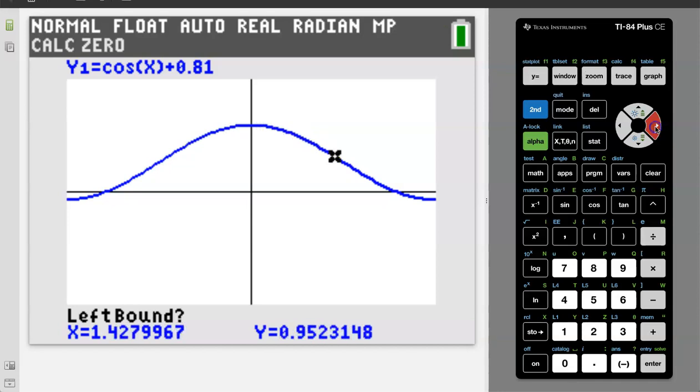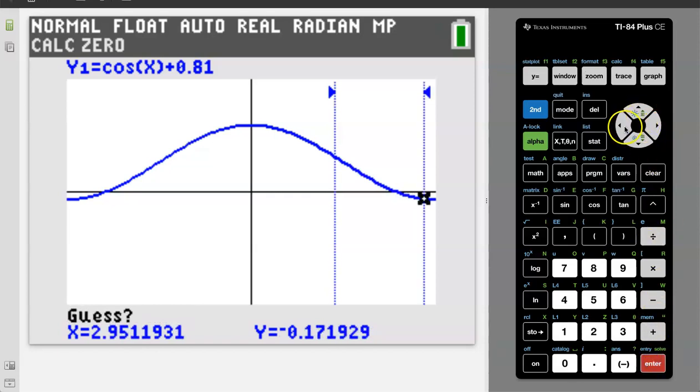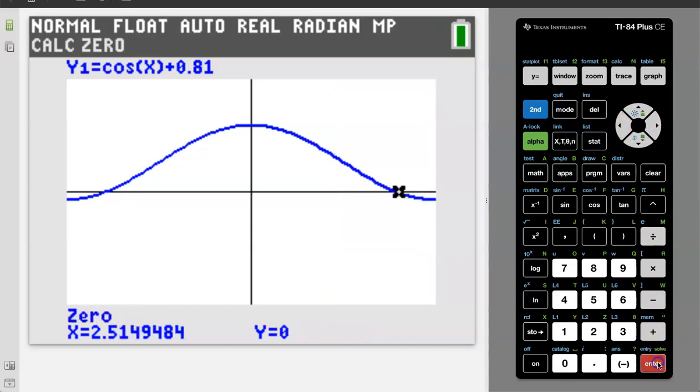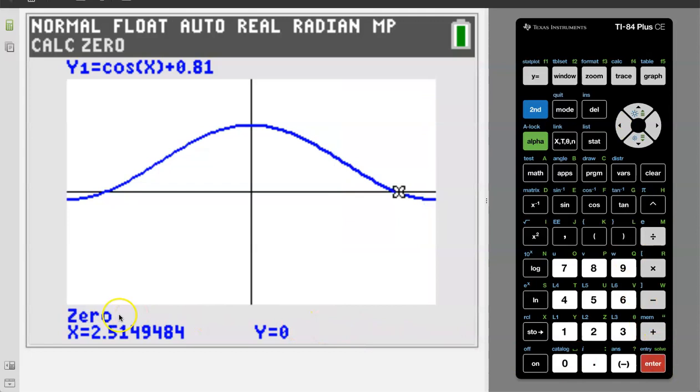All right, so we have something about there, even, is fine. And then my right bound, I just need to go to the right of that point. This one right here, I need to go to the right of it. That looks good. And then I'm going to take a guess right about there. And here we go. My 0 is 2.51. That's actually the positive of the last answer that we got. That's a coincidence. That doesn't always happen.